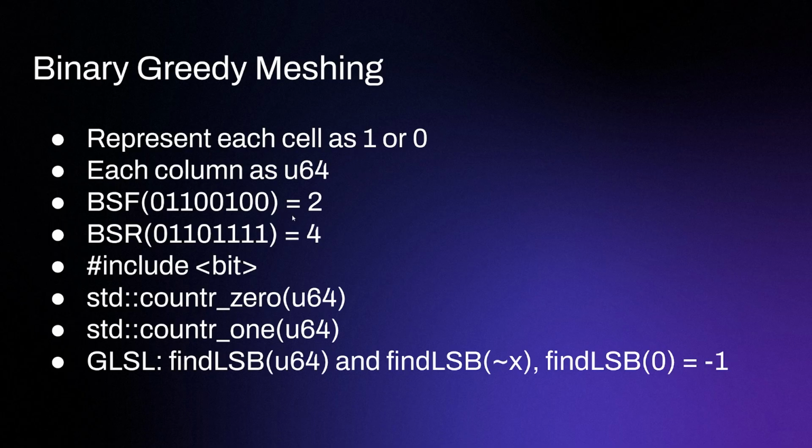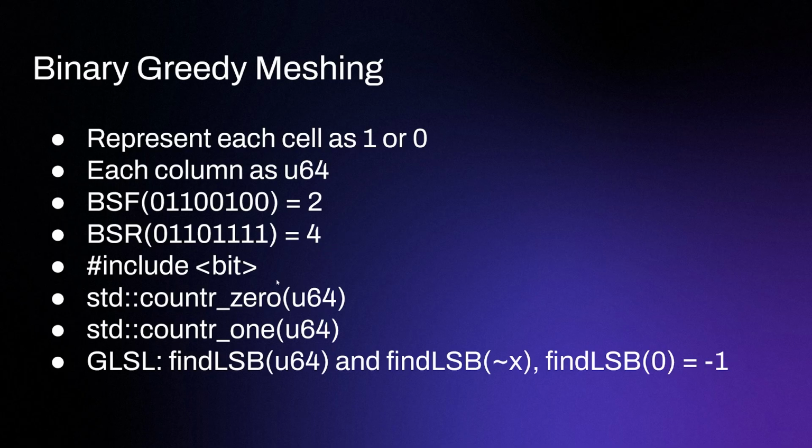The two main operations we're going to be using are bit scan forward, which returns the number of trailing zeros in an integer. So here there's 2 trailing zeros, so it returns 2. And bit scan reverse, which is basically the opposite. It returns the number of trailing ones, so there's 1, 1, 1, 1, 4.